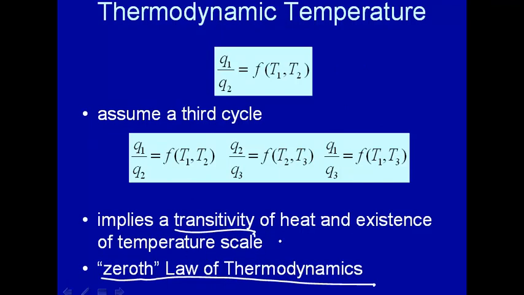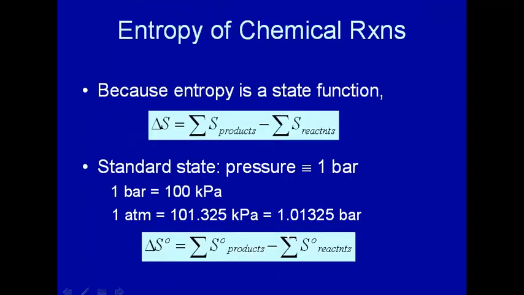If one thing is in thermal equilibrium with two different things, then those two different things are in thermal equilibrium. Okay, now let's talk about the second topic of this lecture, and that is the entropy of chemical reactions. Oh, finally, as chemists, we're going to talk about chemistry.